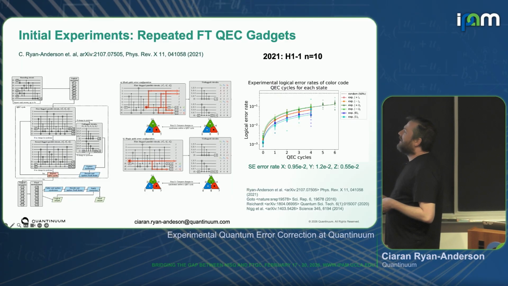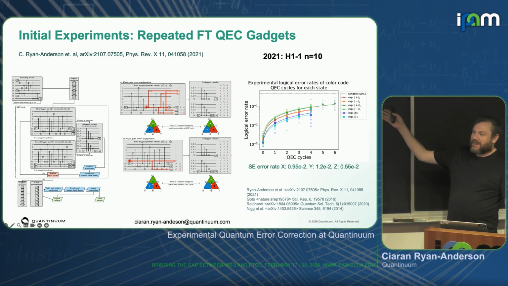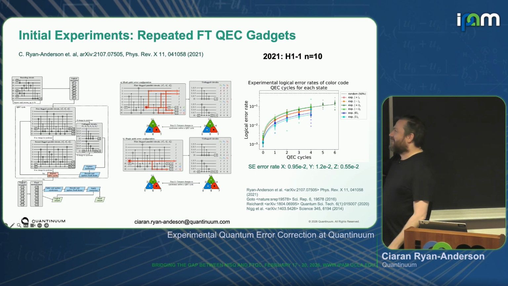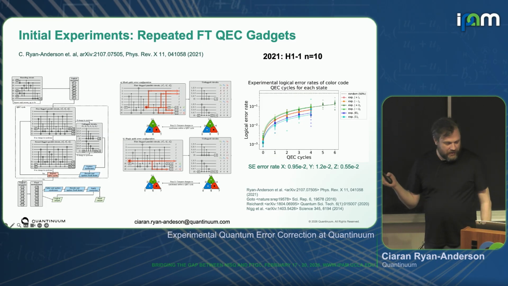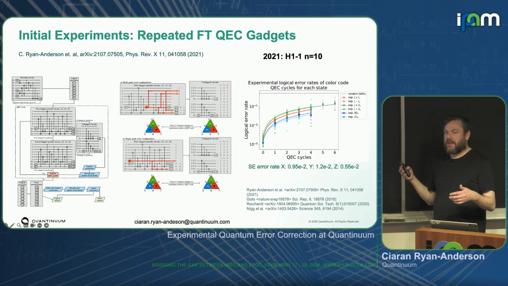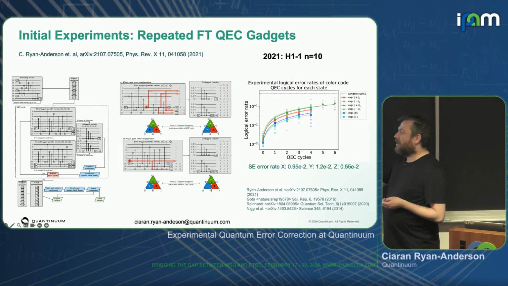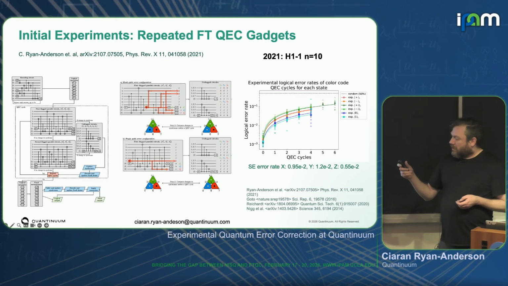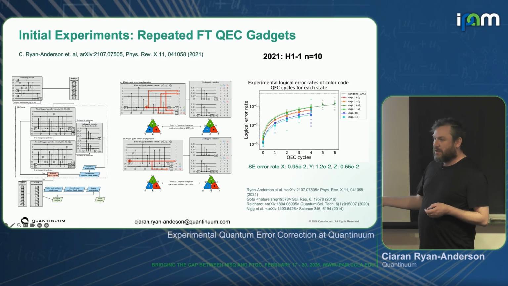So the first experiment that we did, we started with H1-1. We have great naming conventions, just a letter and a couple of numbers. It originally had 10 qubits, which allowed us to do the Steane code, which has 7 data qubits, and then we can introduce 3 ancilla qubits. And you use the scheme by Reichardt, shown on this side. This is a QEC gadget.